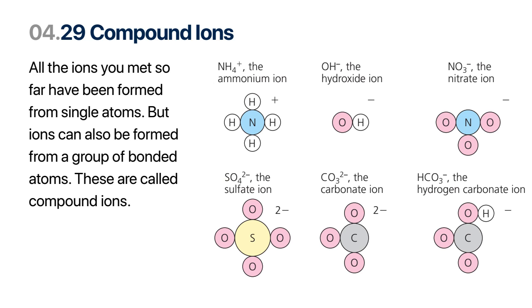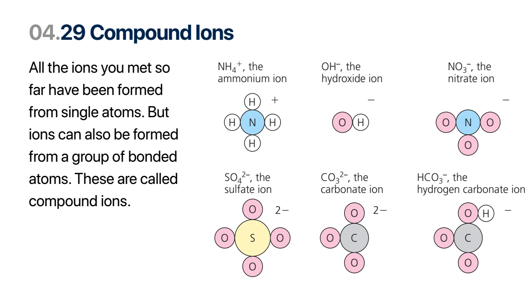Now, what exactly do you need to know about these compound ions? They're called compound ions because they're different atoms joined together and the whole thing is acting as one ion. Same for hydroxide, same for nitrate, same for sulfate, carbonate. What you need to know right now is their name, their chemical formula, and the charge on them, right? What do I mean by that?